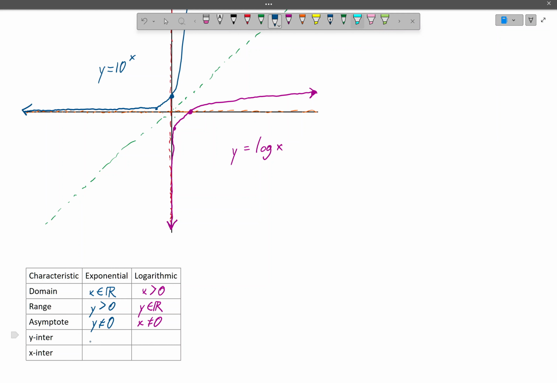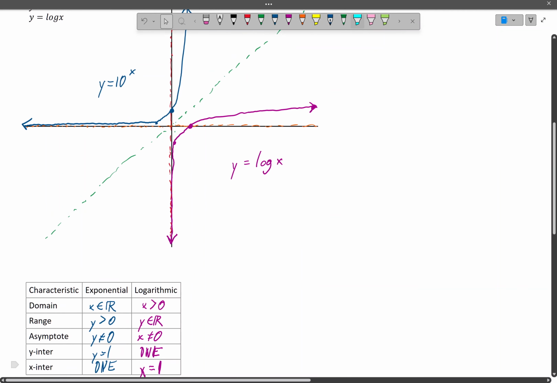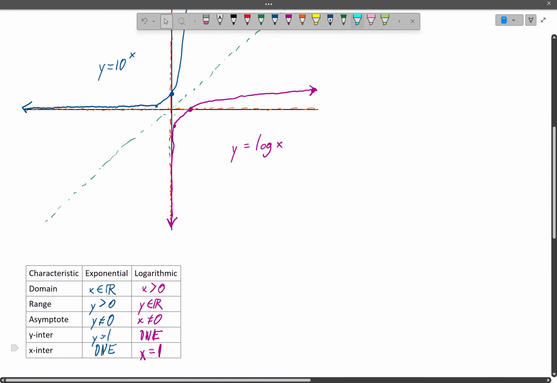So if we think about the y-intercept, we would say that it's y equals 1 by default. And the x-intercept does not exist because it can't ever get to y equals 0. The logarithmic y-intercept does not exist now because, again, they've swapped positions, but the x-intercept is x equals 1. So in every sense of the word, they have swapped x and y positions.